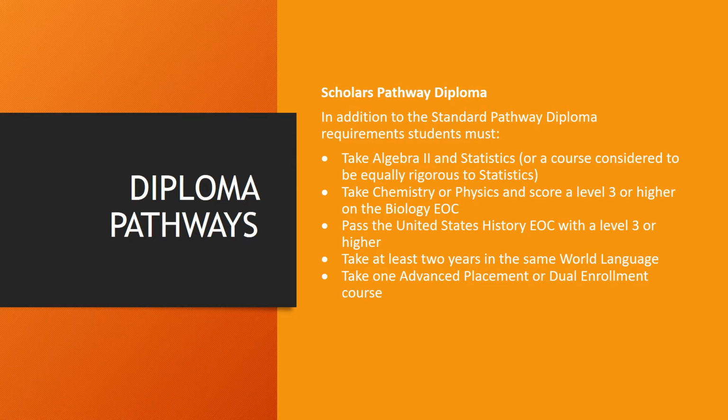The next diploma pathway is our Scholar Pathway Diploma. In addition to the standard pathway diploma requirements, students must also take Algebra 2 and Statistics, or a course that's considered to be equally rigorous to statistics. They must take chemistry or physics and score level 3 or higher on the biology end of course exam. They must also pass the United States end of course exam with a level 3 or higher, take at least 2 years in the same world language, and take either 1 AP course or 1 dual enrollment course.